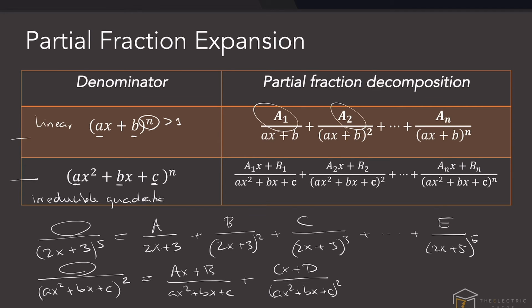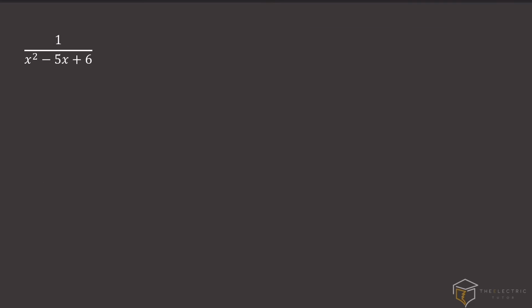So let's look at our first example. 1 over x squared minus 5x plus 6. We want to expand this fraction. There are always 3 steps, or 3 key things, that I want to make sure I look at. The first thing is I want to know: is this a proper or improper rational function or fraction?